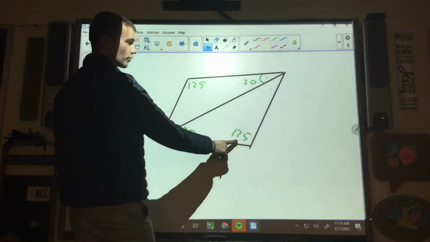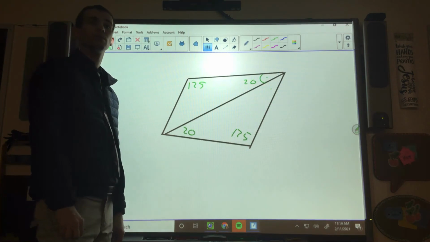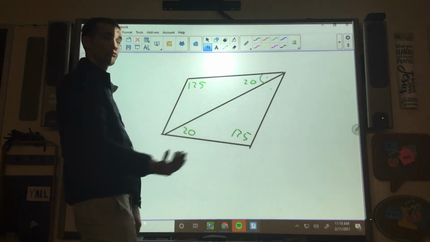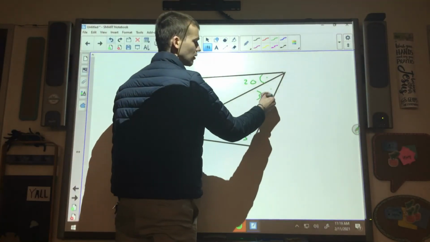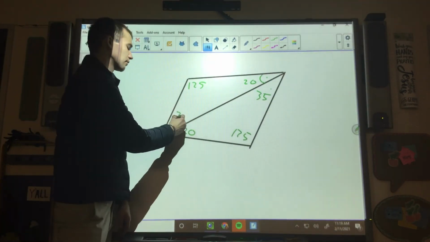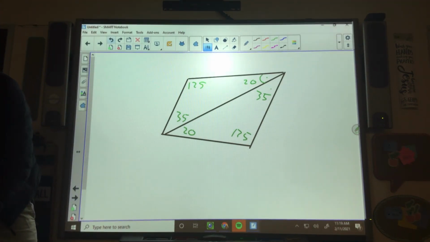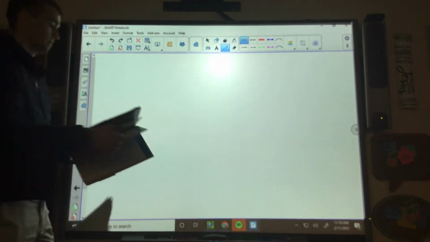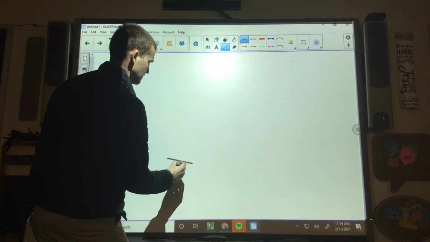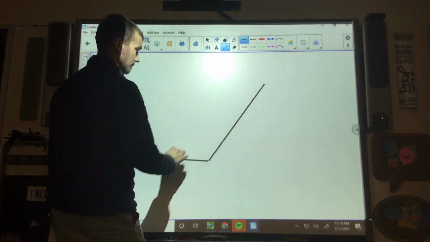125 plus 20 is 145. 180 minus 145 is 35. And 35. Wow. Alright, and last one. 8? Yep. I didn't get this one either. This one is amazing to me.